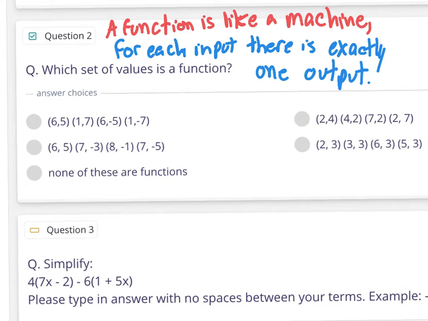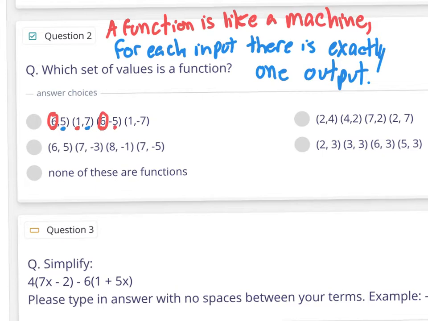So on coordinates, we have x's and y's. On this first option, this is an input, and the input 6 gave us the output 5. Then the input 1 gave us the output 7. The input 6, again, right? We plugged in a 6 here and we got out a 5. And we plugged in a 6 over here and we did not get out a 5. We got out a negative 5. So that means that the machine's broken.